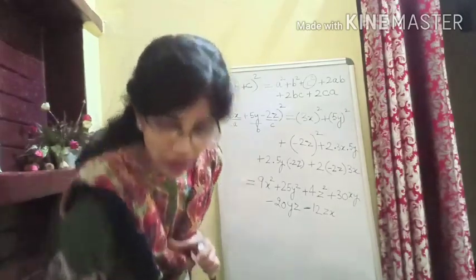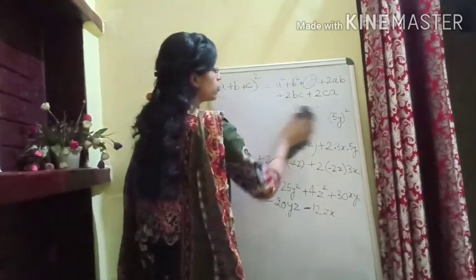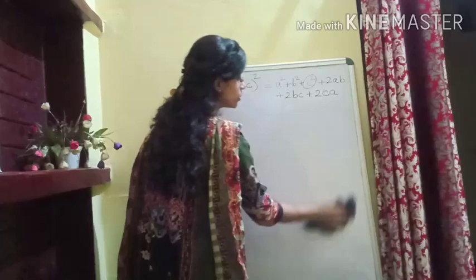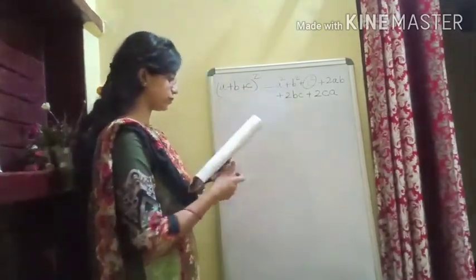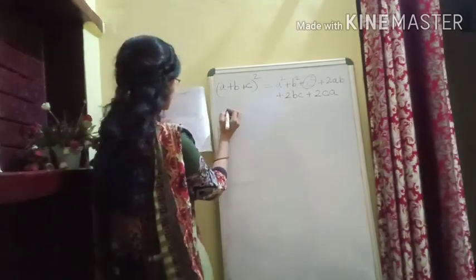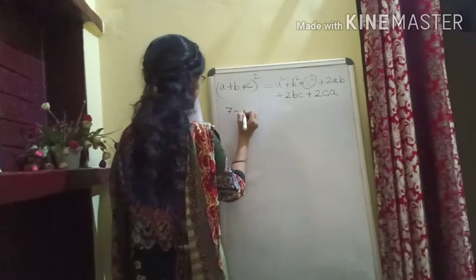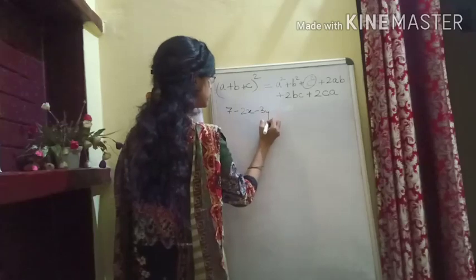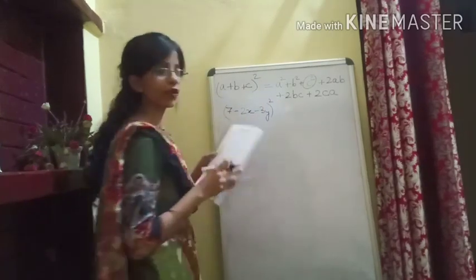I'll tell you one more question so that it will be clear to you all how we are going to keep the values and put the values and simplify it with the sign. Let me take one more question. Okay, I'm going to take this question: 7 minus 2x minus 3y, and the square. This is the question given.